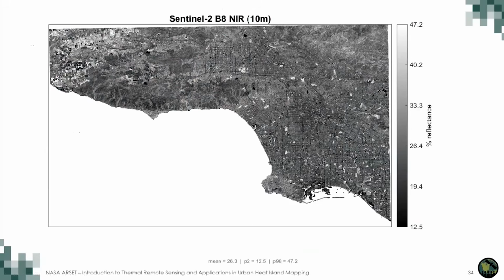This is provided by Copernicus and European Space Agency through Google Earth Engine. And so we'll be using the blue, green, red, and near-infrared bands. This is the near-infrared band. And you can see here immediately areas, sort of features that pop out. For example, these wide areas that you see here with high reflectance are in fact green spaces.